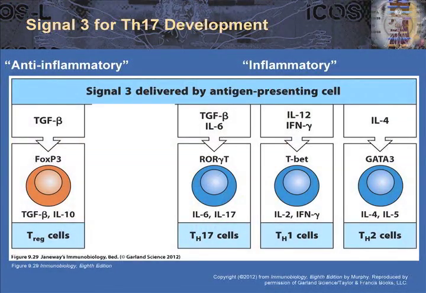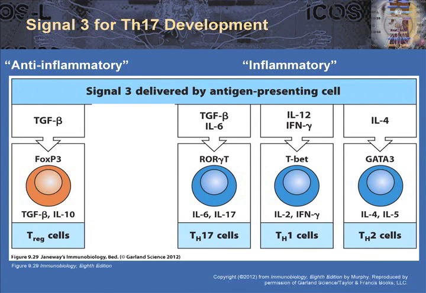So for Th1 subset development, signal 3 are the soluble cytokines interleukin-12 and interferon gamma. These cytokines induce the signature Th1 transcription factor T-bet, which leads to the development of the Th1 subset. For Th2 cells, the soluble signal 3 is the cytokine IL-4, which then induces the signature transcription factor GATA3, which leads to stable subset development of Th2 cells.